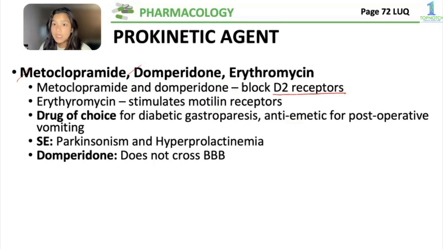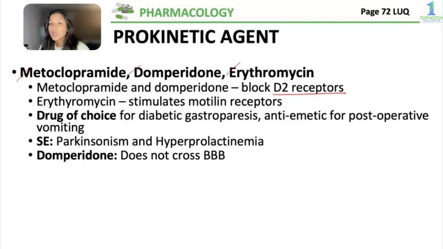And conversely, we can stimulate motilin by giving erythromycin, which also stimulates motilin receptors. Erythromycin, as we know, is a macrolide antibiotic. However, it has that side effect as well. So diarrhea is one of the side effects of erythromycin.